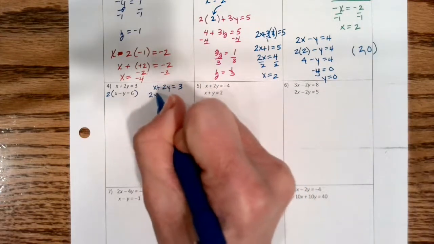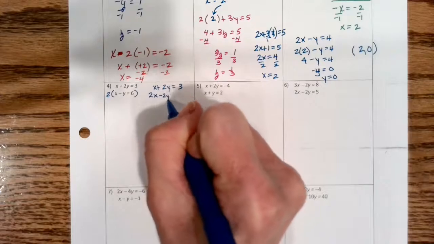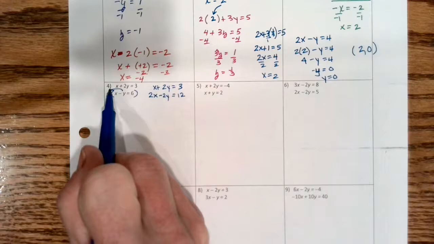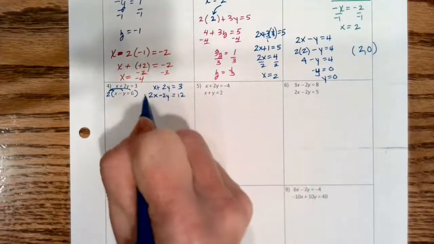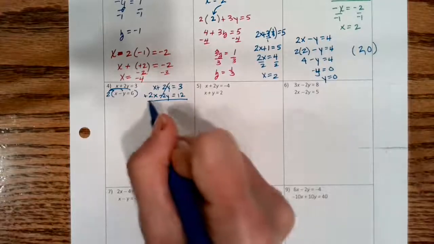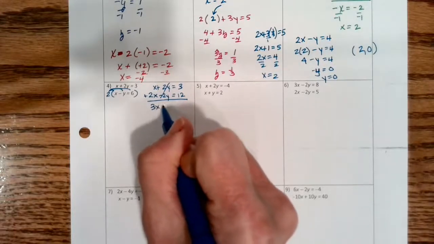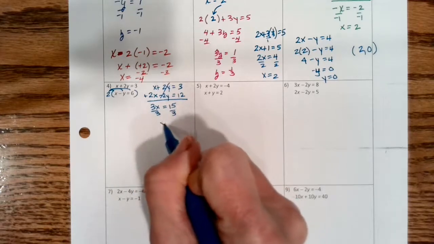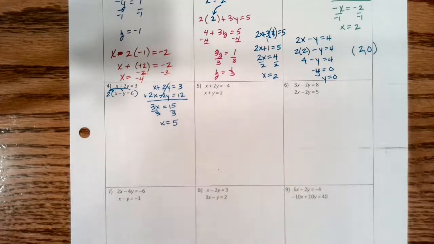And now I have 2x minus 2y is equal to 12. I distributed this 2 to each of these terms. When I add my equations, my y's cancel out. I now have 3 x's, which I can then get a value for x.